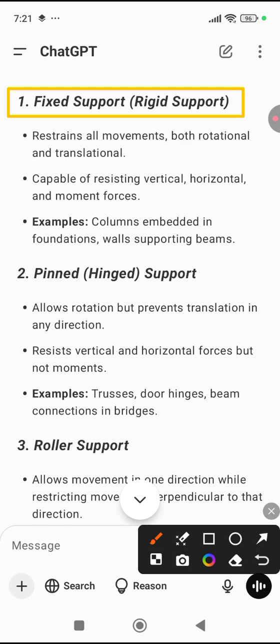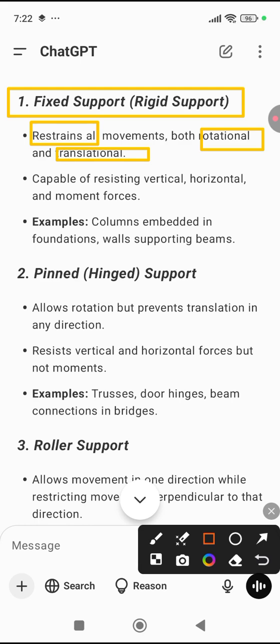In this support, all the restraints are on movements, on both ways, rotational and translational. It means it can rotate, and it can also translate. Translation means it travels horizontally along a fixed straight line. So in fixed support, both of these movements are resisted.